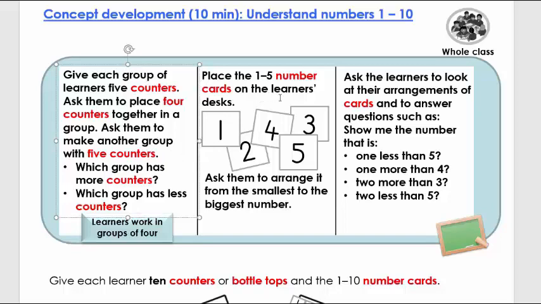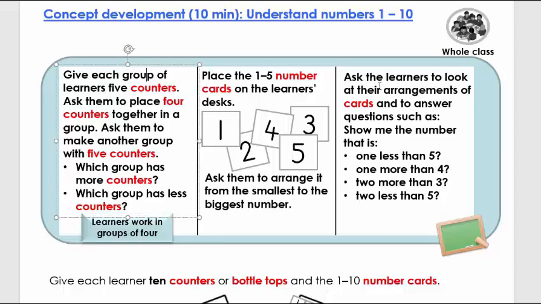Now, with your number cards, you're going to do the same. So you're going to place the 1 to 5 number cards on the child or the learner's desk, and you're going to ask them to arrange it from the smallest to the biggest number. So ask them to arrange it. You're going to pause and you're going to do the activity.